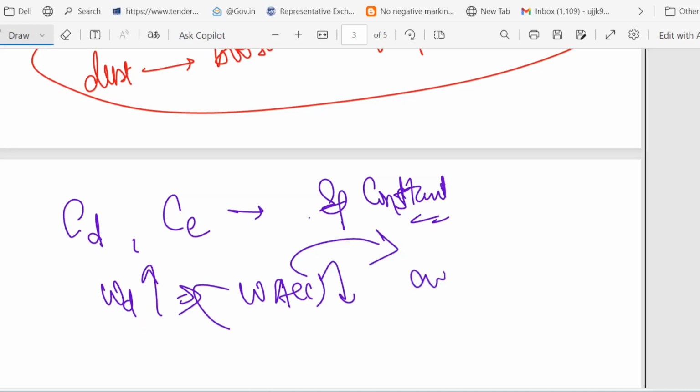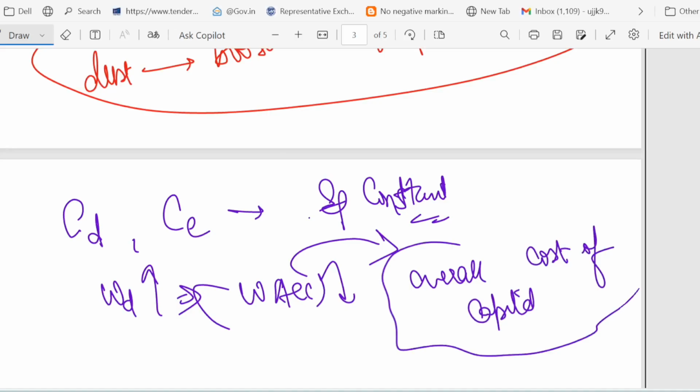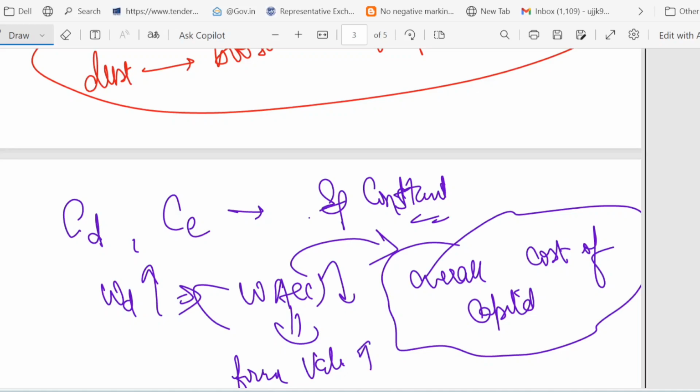This is called the overall cost of capital. That's called WACC. Why? Because debt is cheaper than equity, right? Lower WACC means higher firm value. So when WACC decreases, firm value will increase. Okay, so this approach favors using more debt.